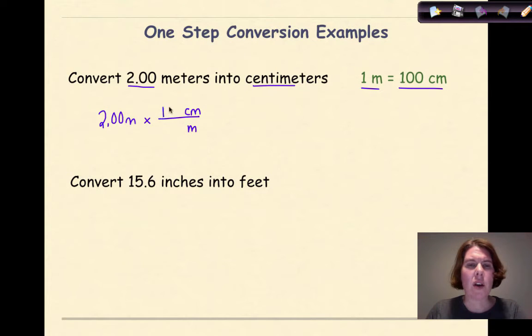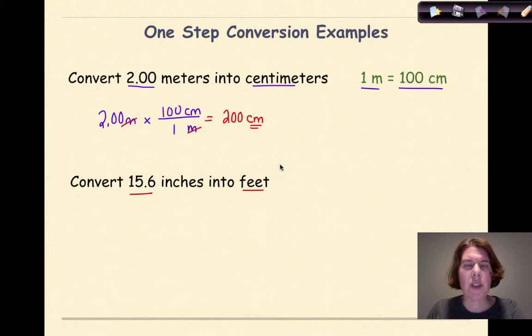I know that there is 100 centimeters in 1 meter. And then again, can I cancel down and to the right? Meters cancels meters. So therefore, my final answer when I work the math out correctly is going to be 200 centimeters. So I'm ending up with the unit that I want and my math makes sense. Let's look at our next example. Convert 15.6 inches into feet.